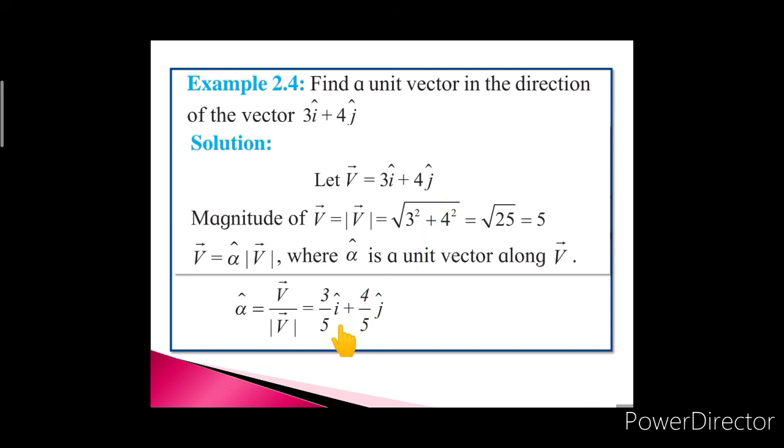In the next step, we separate the denominator as per the unit vectors. So unit vector alpha cap is written as 3 upon 5 i cap plus 4 upon 5 j cap. So the unit vector in the direction of vector 3i cap plus 4j cap is 3 upon 5 i cap plus 4 upon 5 j cap.